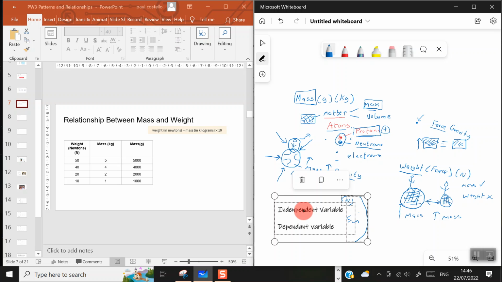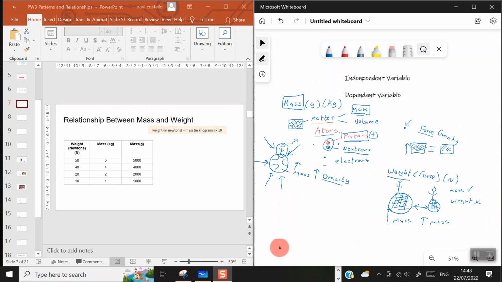Mass is measured in grams. Mass is a measure of how many atoms or how much matter the object has. Weight is a force, and weight is a measure of the force of gravity acting on the particular object. So when we're talking about weight on the Earth, it's the force of gravity from the Earth acting on your body, for example.